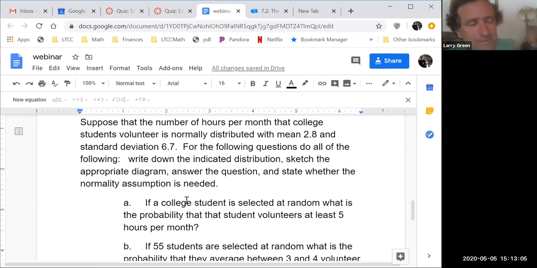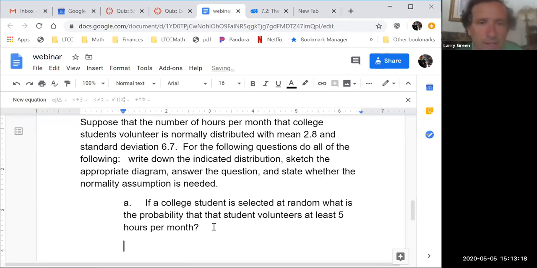Part A. If a college student is selected at random, what's the probability that that student volunteers at least 5 hours per month? Okay, so first thing, there's a key word. The very important word to be able to do this problem. And I'm going to give you the hint. It's the smallest word of the whole question. What is it? It's really important, but it's easy to not think about.